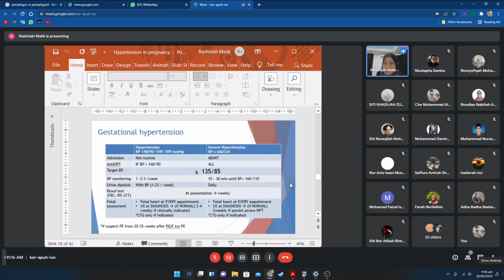When do you do urine dipstick? In severe hypertension, you will need to do it daily because these are the patients at high risk of developing preeclampsia. And for hypertension which is not severe, you do the urine dipstick each time you monitor the BP.